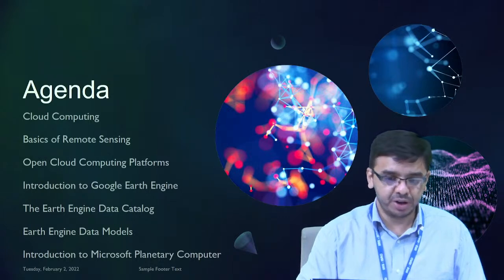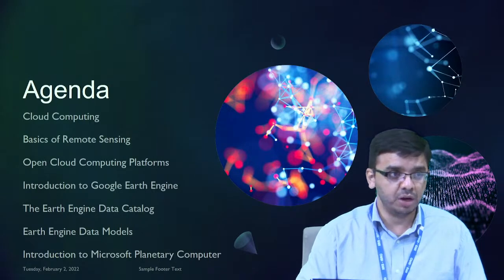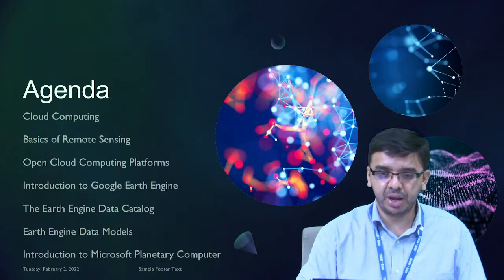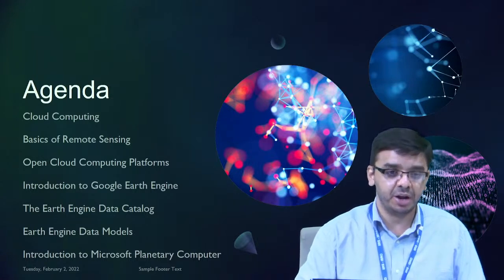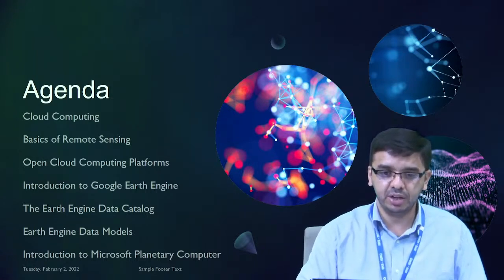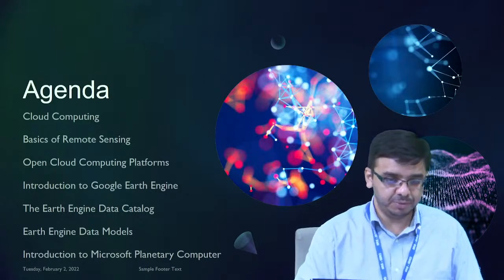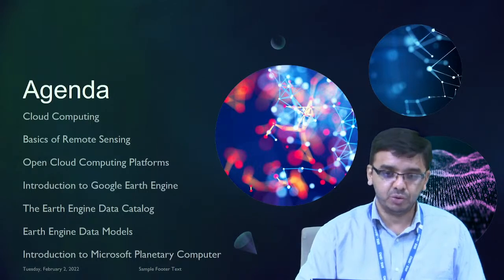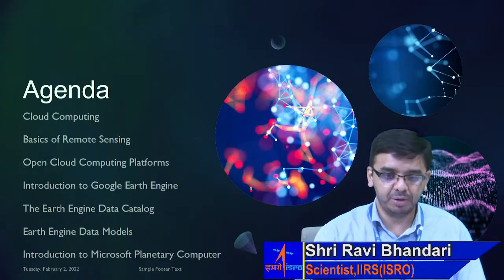Then what is the different data catalog available at Google Earth Engine, like what all data are available at Google Earth Engine. Then the different Earth Engine data models, how data is actually represented on Earth Engine so that you can easily process it. If you know the basics of data models, then it becomes quite easier to handle the data. So you can write code more easily if you are comfortable with the basics of data models.